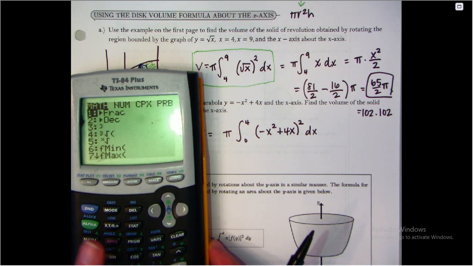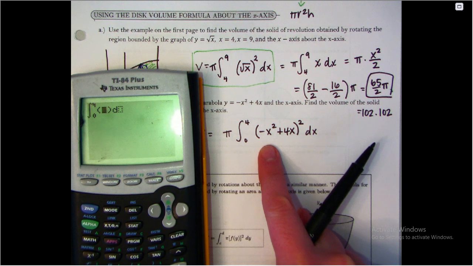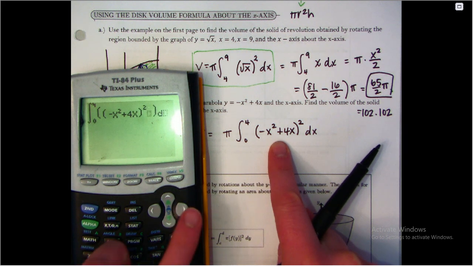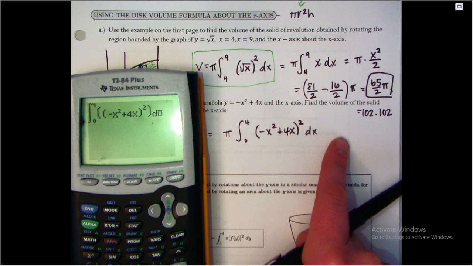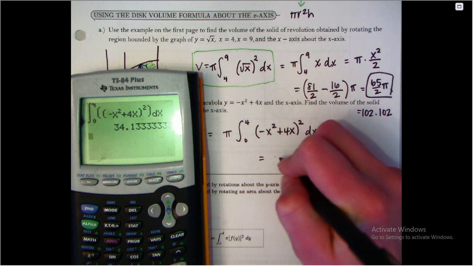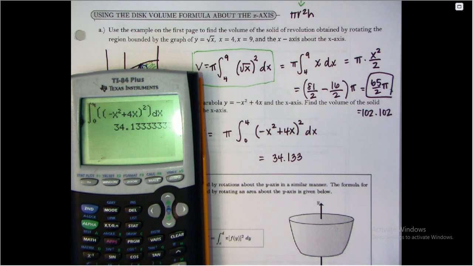We've got math number 9. I'm going to enter in from 0 to 4. Now I forgot the pi, so don't let me forget to multiply at the end here. I need another set of parentheses, minus x squared plus 4x. We'll close it out. We'll add our square because the outer set is really attached to this dx. When I press enter, I should be getting 34.1. We'll go to 3 decimal places as always.